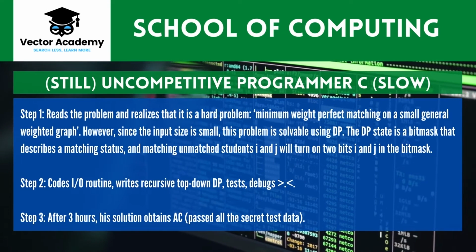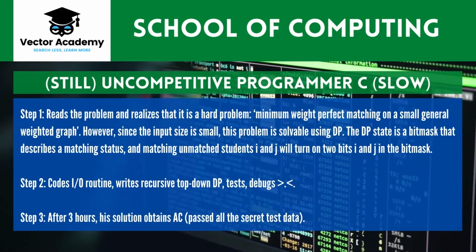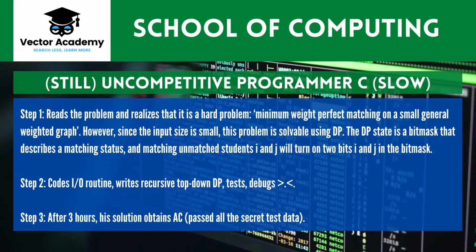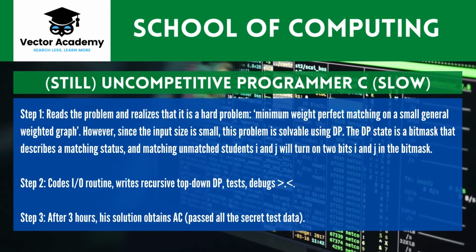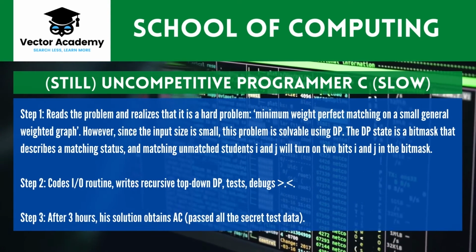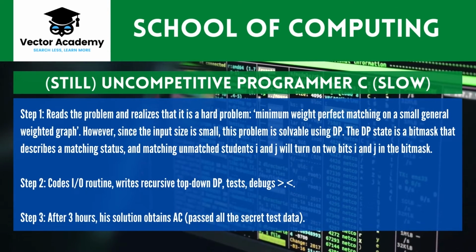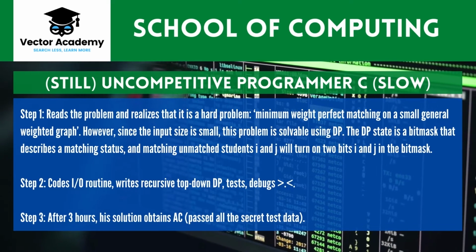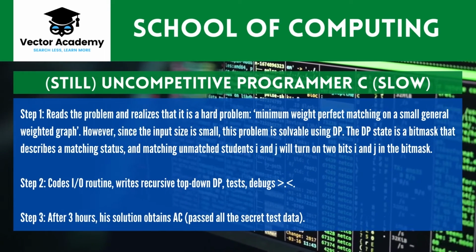Still uncompetitive programmer C, slow. Step 1. Reads the problem and realizes that it is a hard problem: minimum weight perfect matching on a small general weighted graph. However, since the input size is small, this problem is solvable using DP.